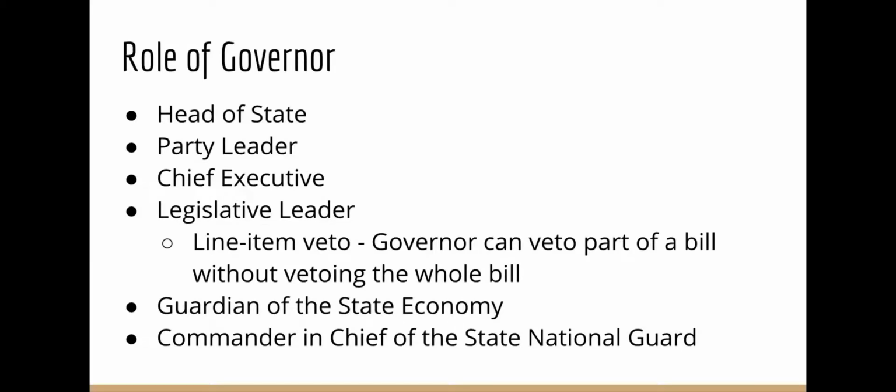So the governor gets a bill and he reads the bill or she reads the bill and they decide that they like 95% of the bill. They just don't like one aspect of it. They can veto that one aspect without vetoing the entire bill.